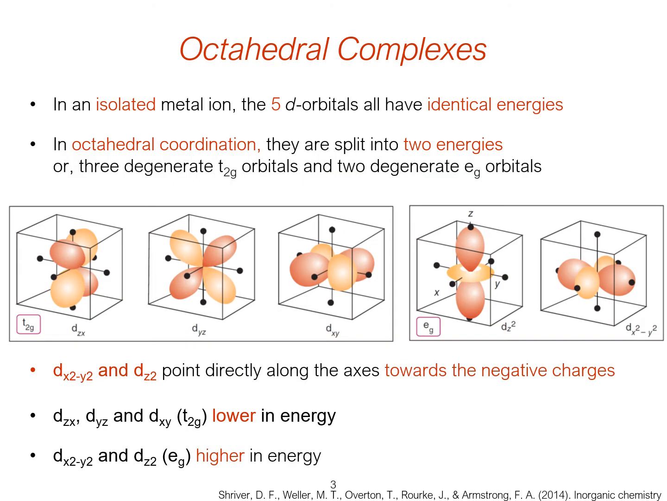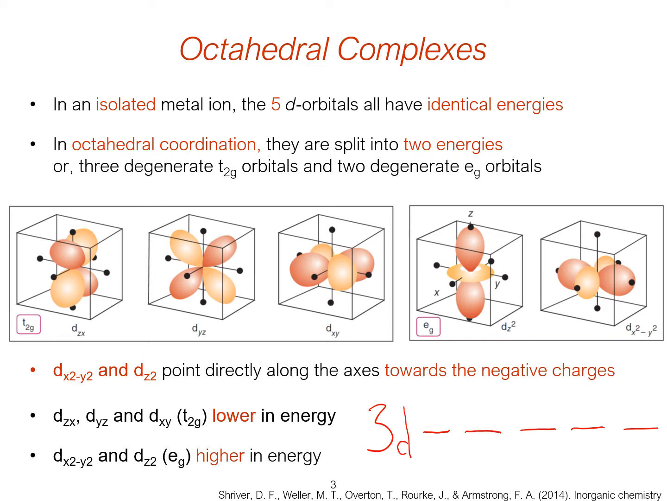Now let's start by looking at the octahedral complexes and what happens with crystal field theory here. So the first point is that in an isolated metal ion, the 5 d orbitals all have identical energies, or they can be called degenerate because they have the same energy. So that's why we usually draw the 3d orbitals like 5 lines in a row when we're doing an orbital diagram. They've all got identical energies in an isolated metal ion.